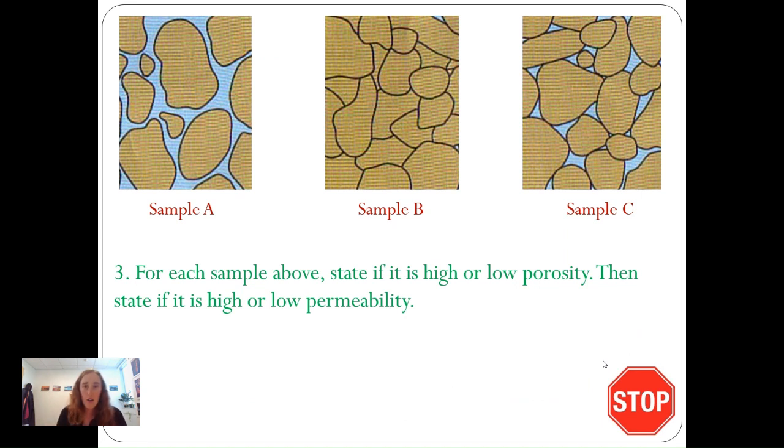So I have questions back to back here. Question 3 on the quiz. For each sample above, you have 3 samples, sample A, B, and C. What I want you to do is state if it's high or low permeability, and then state if it's high or low porosity, and then you'll state if it's high or low permeability.